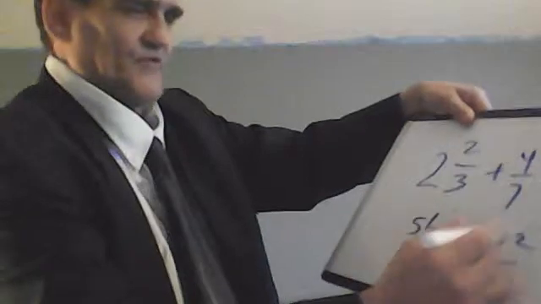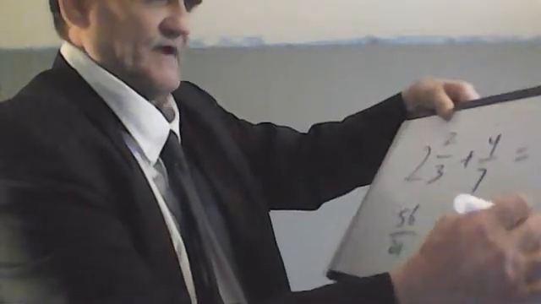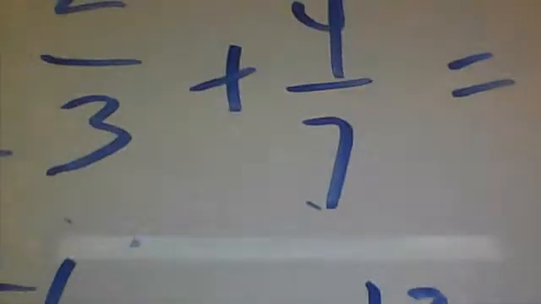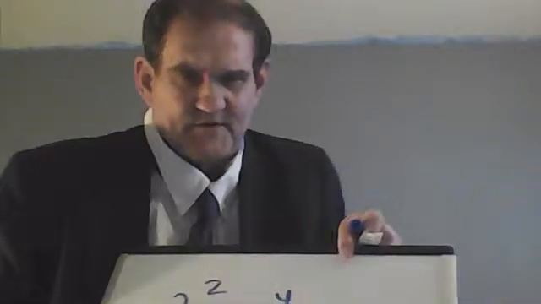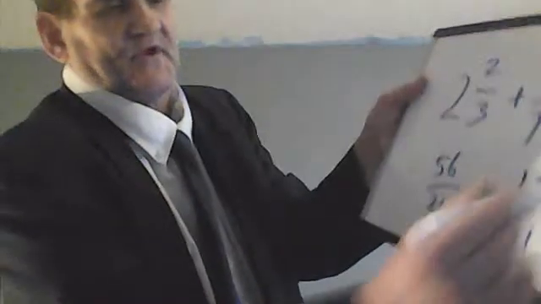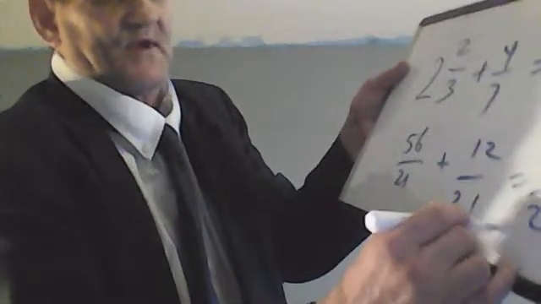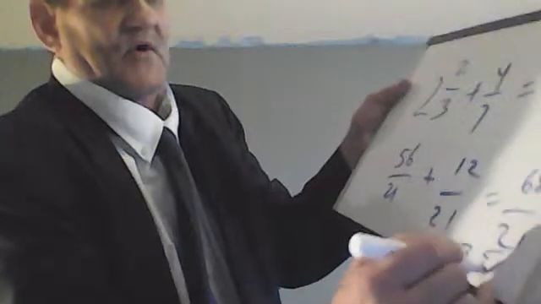And then 56 plus 12 gives you 68, and 21 comes across. You want to reduce that. You want to simplify that because you've got 68 over 21. That goes in 3 times. 3 times 21 is 63, with 5 left over, so you end up with 3 and 5 over 21.